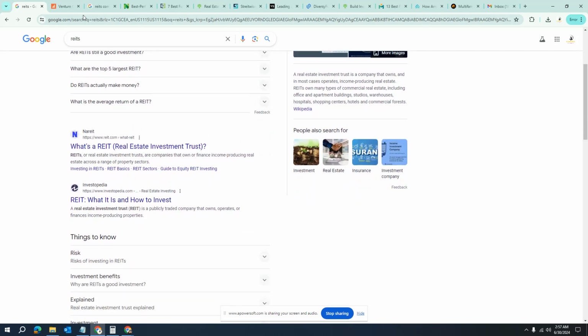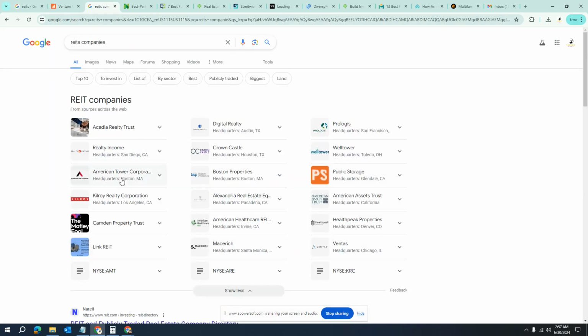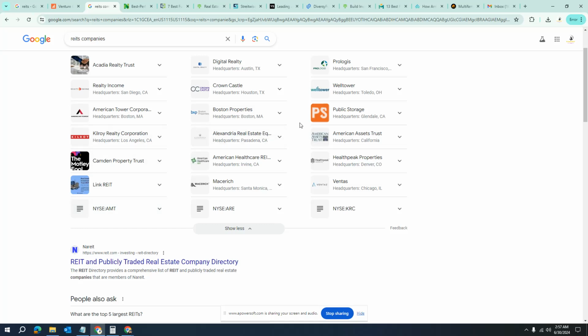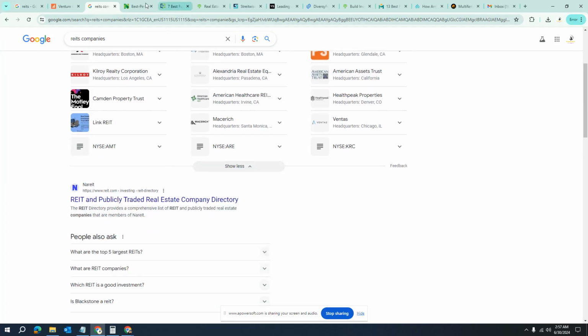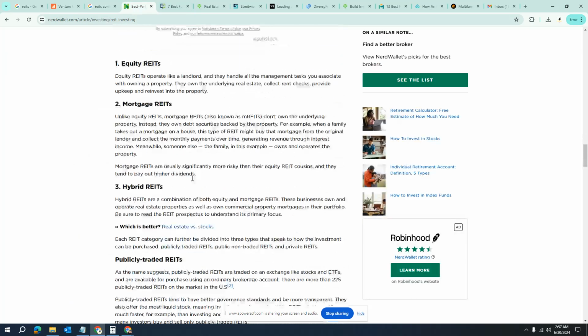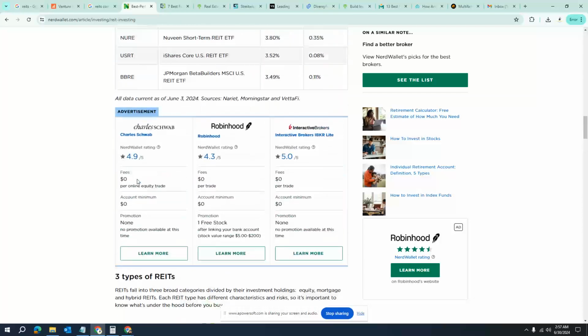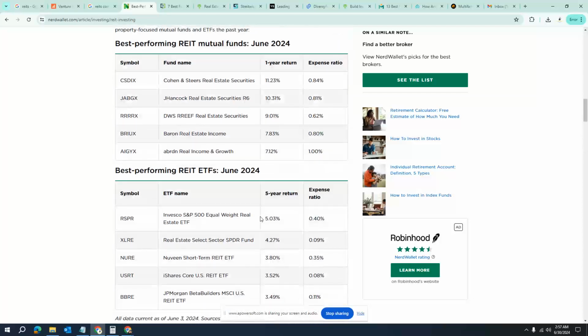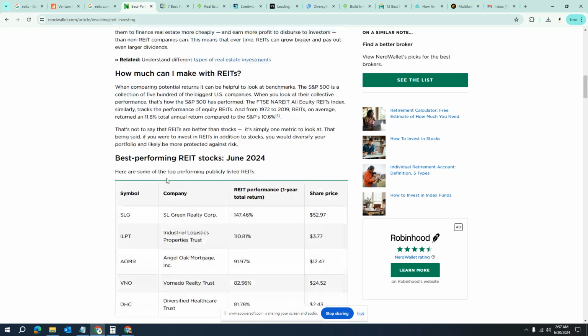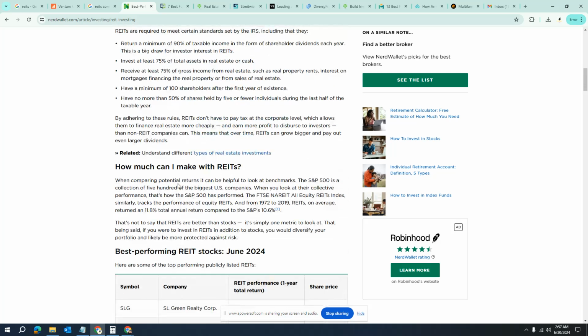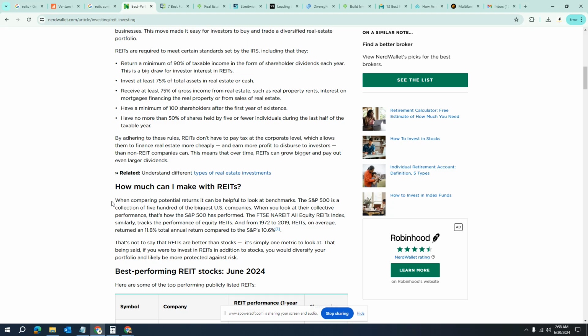And what's really good about REITs is that you can find a lot of REIT companies. There's a bunch of companies out there, realty, income, all of these companies that qualify as REIT companies. You can search one by one and see what their minimum is. So there's all kinds of REITs out there, and you can go through all of them. When comparing potential return, it can be helpful to look at benchmarks.